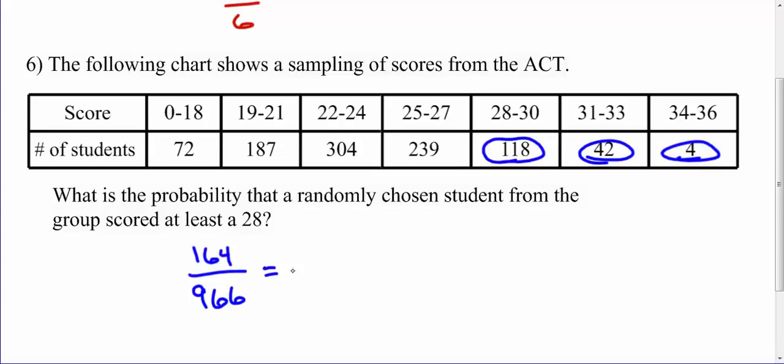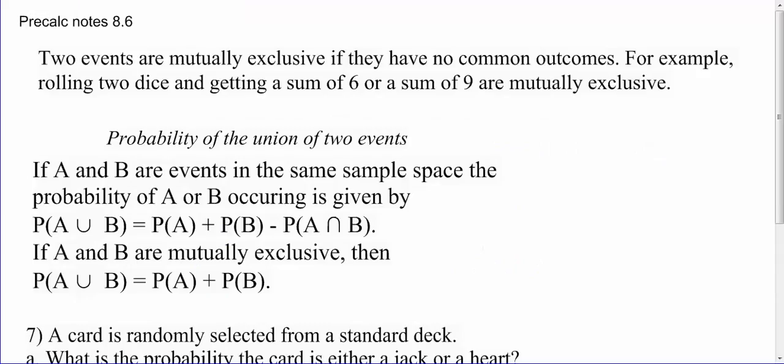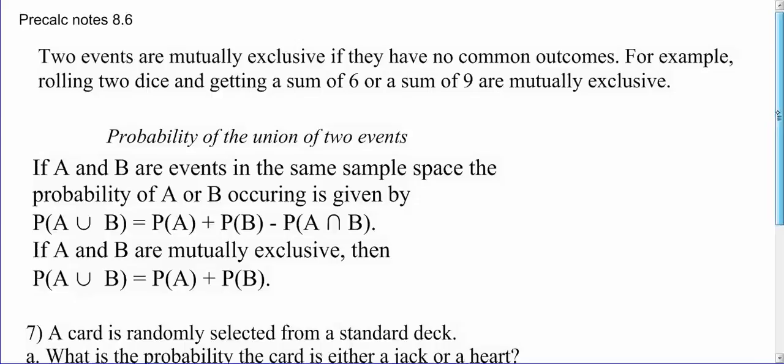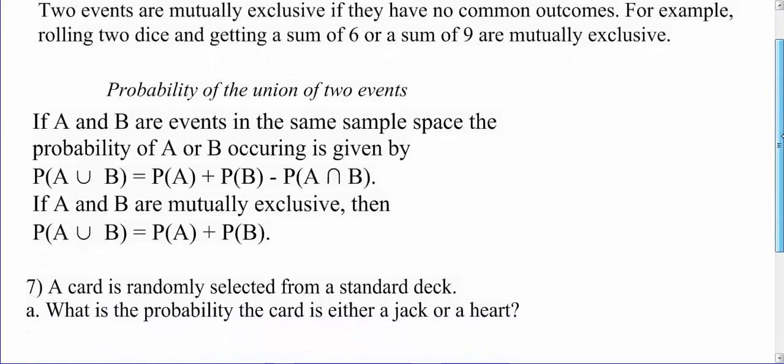And 164 divided by 966 would give us about 0.1698, or you could maybe call it a 16.98% probability of a 28 or better. Decent score. All right, 2 events are mutually exclusive if they have no common outcomes.